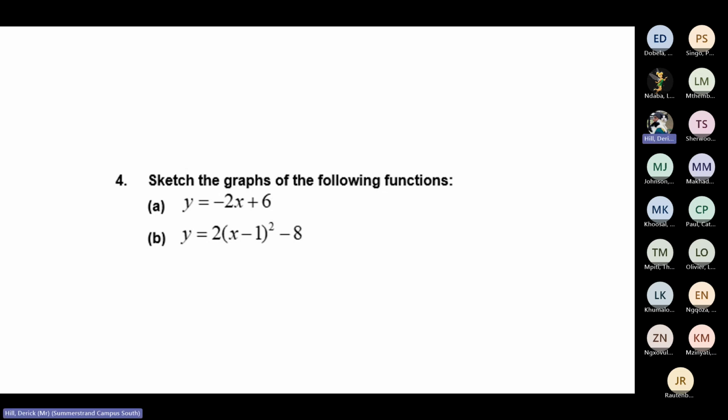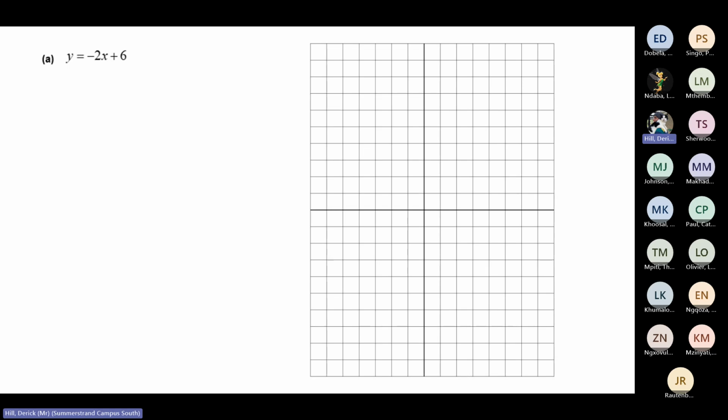Okay, now we are moving on to question 4, our second last big question. We are being asked to sketch graphs of the following functions. So let's have a look at A. This one is nice and simple. So we have our standard line being in the format y equals mx plus c, where this is my y-intercept, and this is my gradient, i.e. my rise over run.